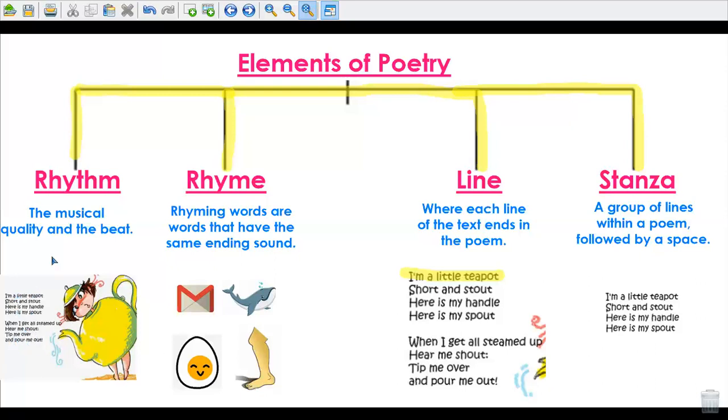And so rhythm is our very first element of poetry. I will say not every poem has rhythm. Some poems can just be a few words. So every poem truly is different. Pause the video right here so that you can record down rhythm and just what rhythm is, the musical quality and the beat. You don't have to write down I'm a Little Teapot unless you just really want to. Give an example.